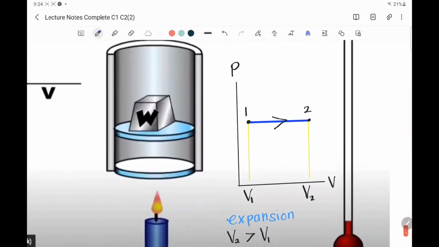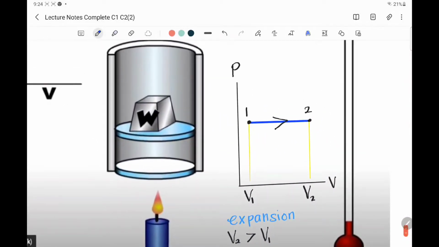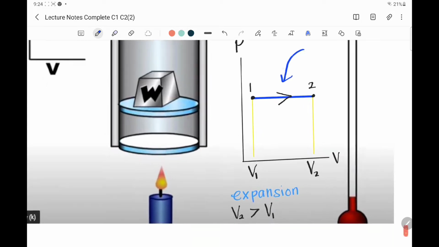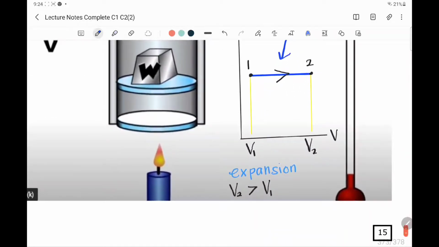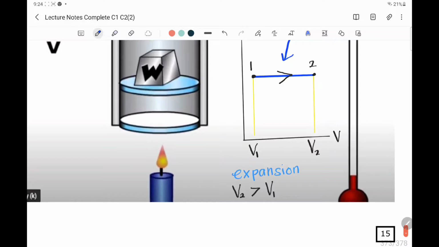This is the PV graph for isobaric process. If we look at the arrow of the process, point 1 is the initial state, point 2 is the final state. The volume increases. So this is the isobaric expansion. The final volume V2 is greater than initial volume V1.